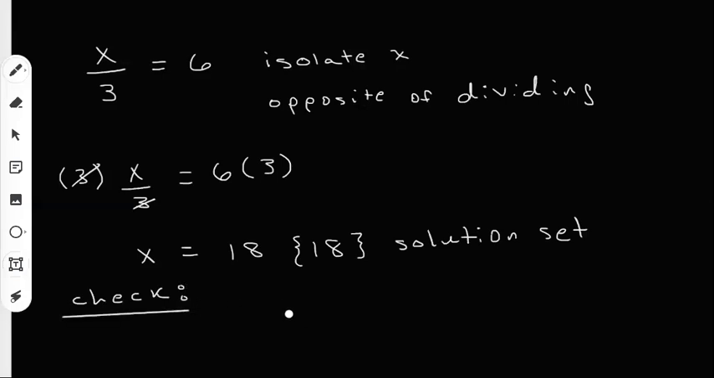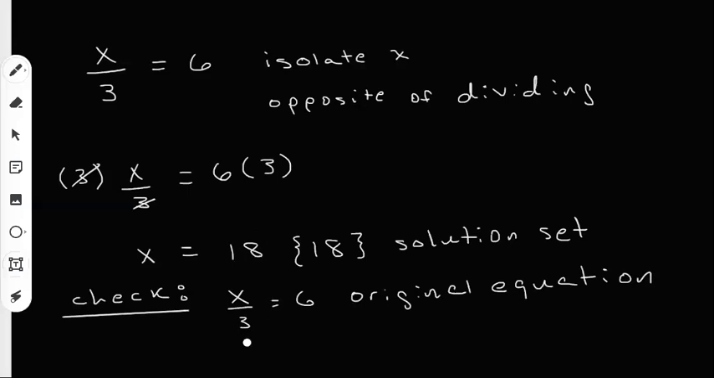The first thing I'm going to do is start off with my original equation. My original equation from way up here is x divided by 3 equals 6. So I start off with my original equation, and what I'm going to do is test my solution. I'm going to test 18.